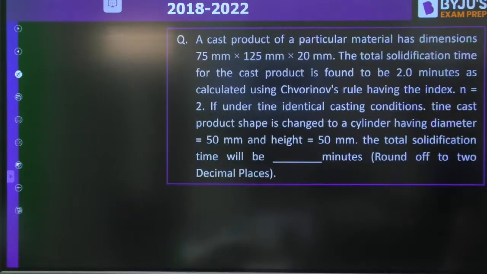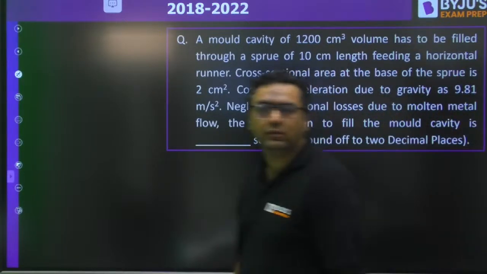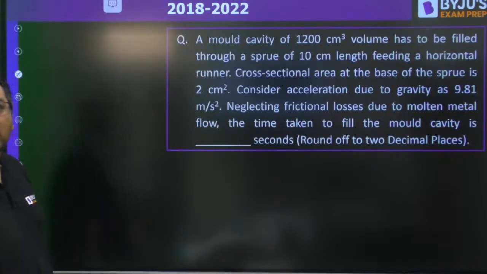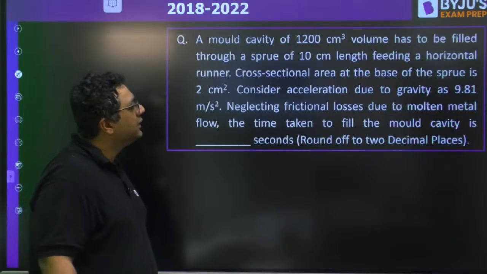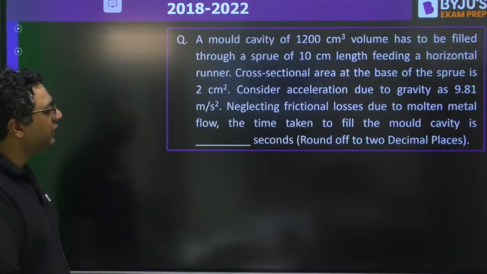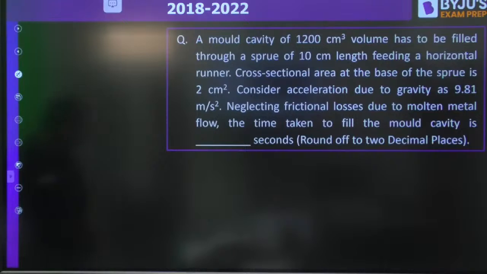So guys, we have three more questions. Then we will complete the 2 day session. The question is, a mould cavity of 1200 centimeter cube volume has to be filled through a sprue of 10 centimeter length, feeding a horizontal runner. Cross section area of the base of the sprue is given. Consider acceleration due to gravity as given. Neglecting frictional losses, find the time required to fill the cavity. Once again, you have a similar question with almost the same data.